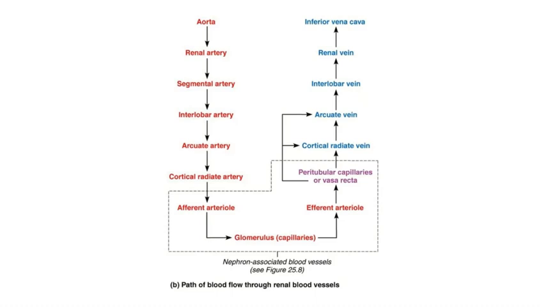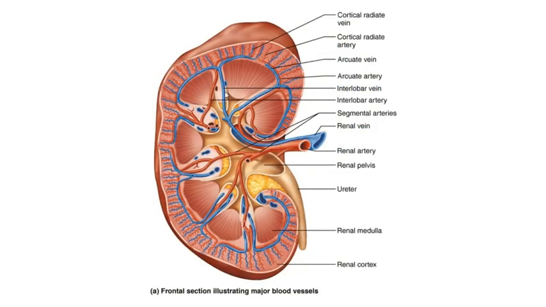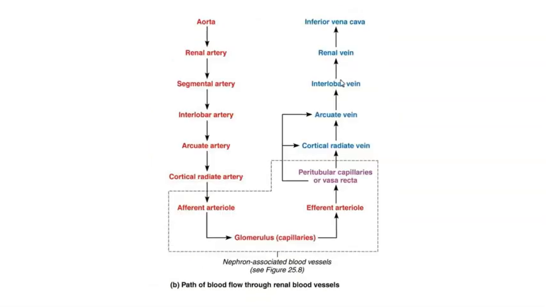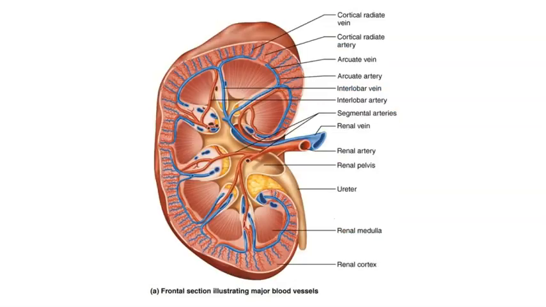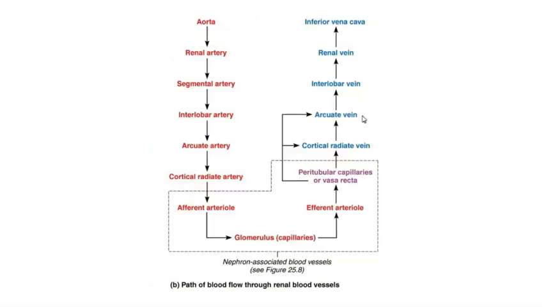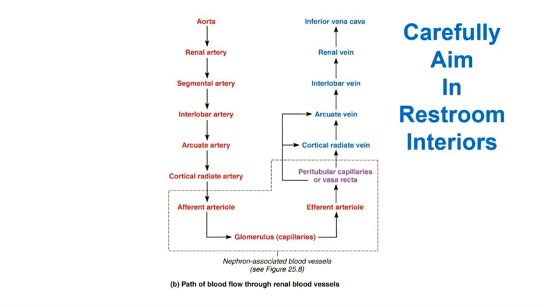The arcuate veins then merge into slightly larger interlobar veins. The interlobar veins are found within the renal columns, between the renal pyramids. The interlobar veins then merge into a large renal vein, which exits the kidney and delivers blood to the inferior vena cava. So if you want a really easy way to remember the blood flow of the veins that are leaving the kidney, you can commit this saying to memory.